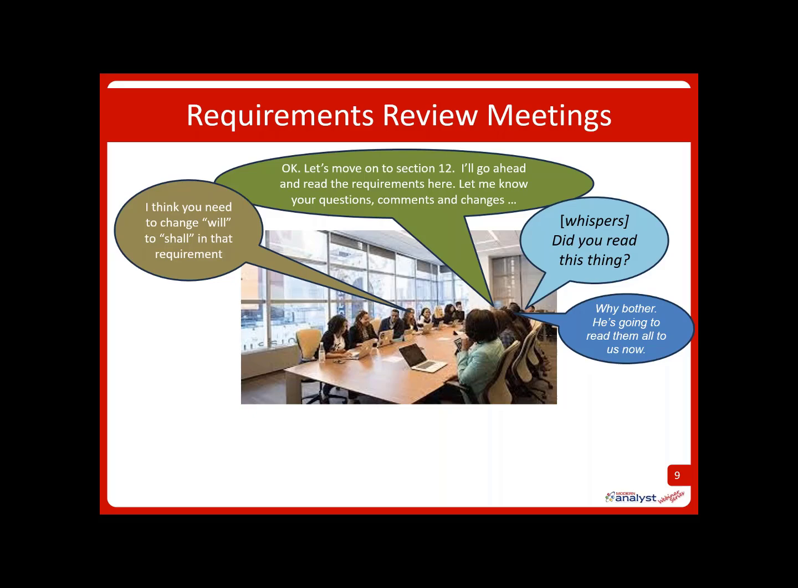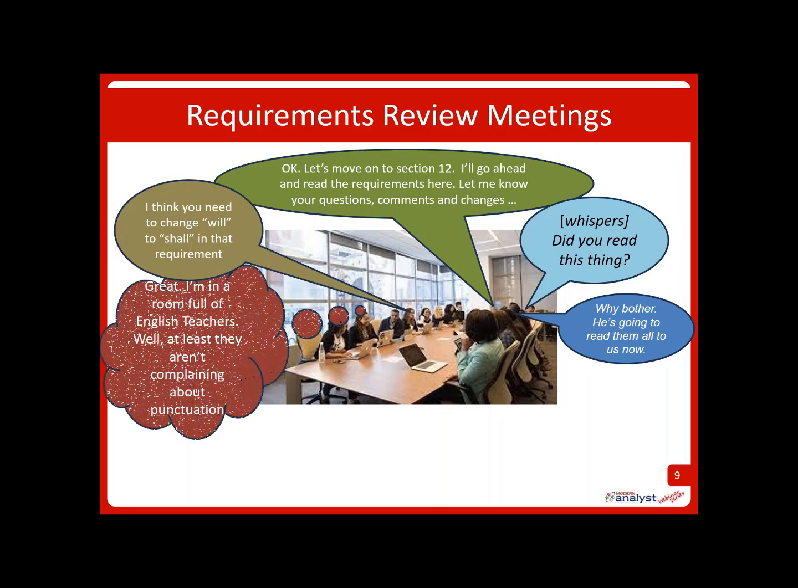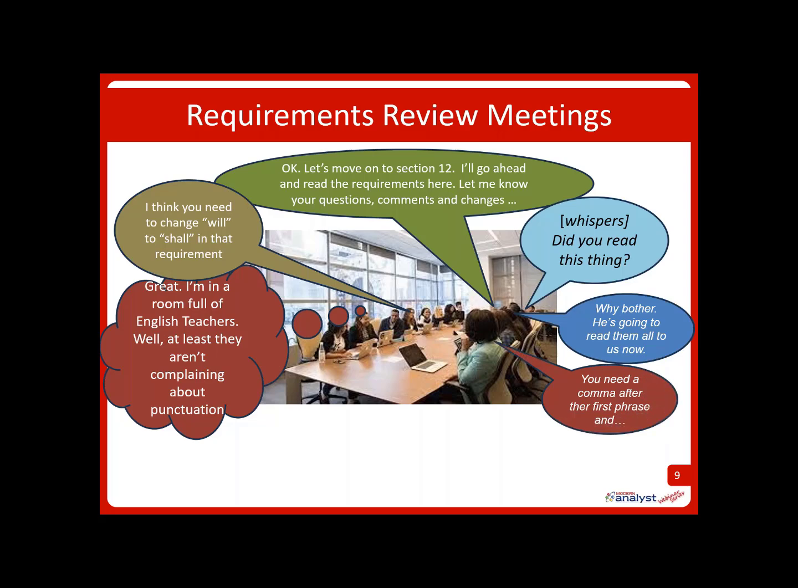Then you get, listen, I think you should change will to shall there. And somebody else says, what is this, a bunch of English teachers here? It's a good thing they're not complaining about punctuation. And of course, as soon as you think that, somebody says, you're going to need a comma there and a semicolon over there. And, I'm not sure if you can have the comma after the second thing. You say this, that, and the other. Do you put a comma there, the Oxford comma? And suddenly you're in this grammatical discussion as opposed to content, which is what you want.